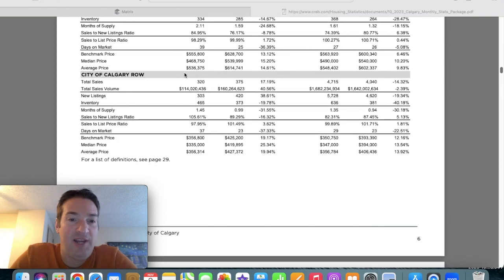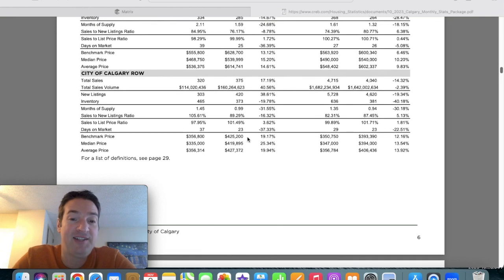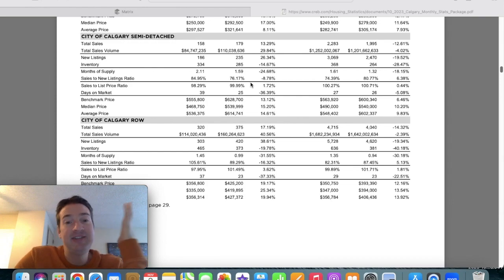And lastly, we'll look at the townhouse sector. So total sales up 17% to 375. New listings up 38%. Inventory is down 19%. Months of supply, 0.99. This is actually the tightest sector in Calgary. A sales to list price ratio, 101%. So you have to offer over asking price in the townhouse market. Days in the market, 23. And the average price is $427,372.